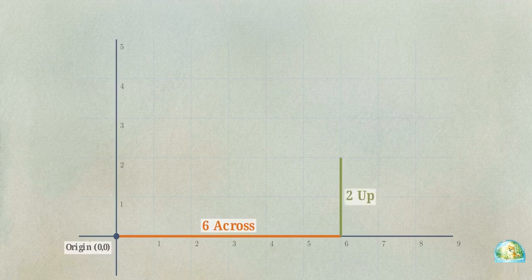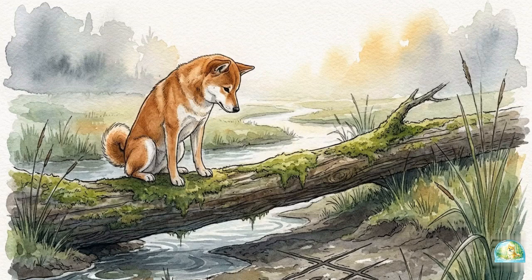This diagram plots that path by formatting those raw measurements into an ordered pair. By placing the horizontal value first and the vertical value second, we create the formal address, 6, 2. Locking these orthogonal measurements into a specific sequence like this guarantees a single, unarguable location that anyone can find.